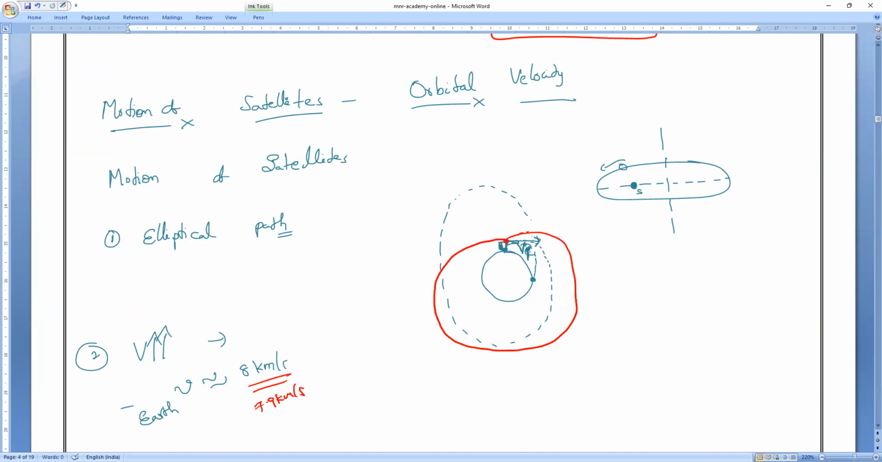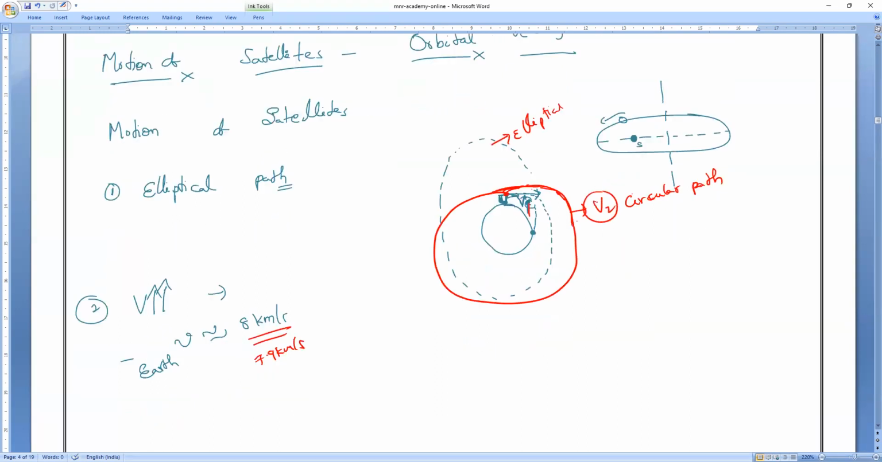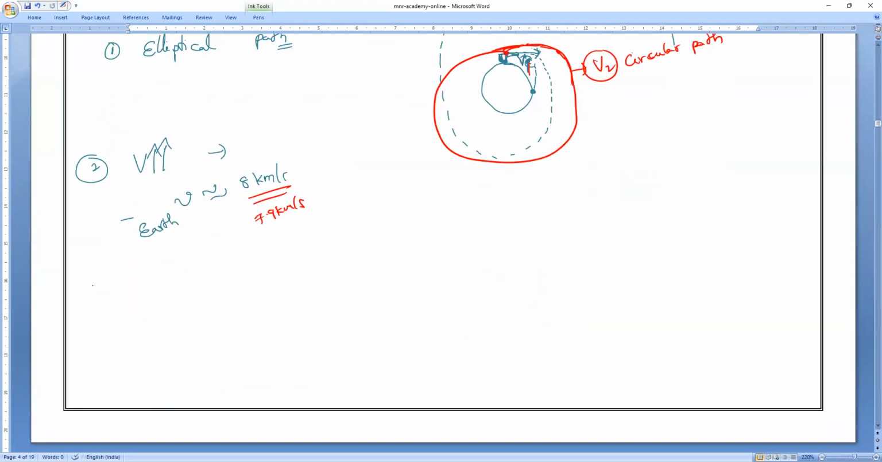When the velocity is approximately equal to 8 km per second, the satellite will take path 2. What is that path, everyone? Circular path. Clear? But the initial path, what is it, everybody? Elliptical path. Clear? Now again, the velocity increases to more than 8.